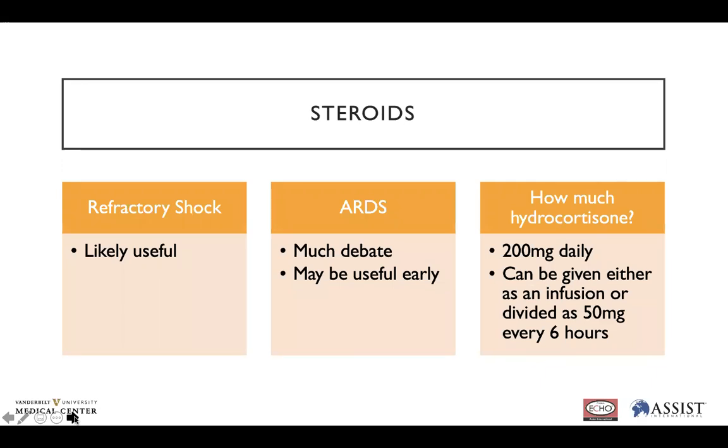Steroids can be helpful in the COVID-19 patient. So for patients that present with refractory shock, steroids are likely useful and should be considered. For patients that have ARDS and COVID-19, there is some debate about whether steroids are helpful, but they may be useful, especially in early ARDS. 200 milligrams of hydrocortisone daily is a reasonable amount. You can either give this as a continuous infusion, or it's logistically probably easier to deliver 50 milligrams every 6 hours.